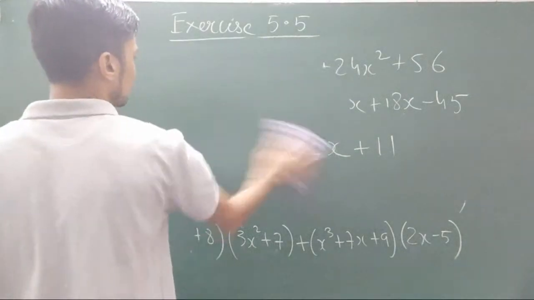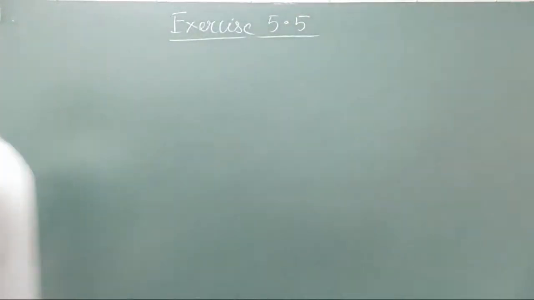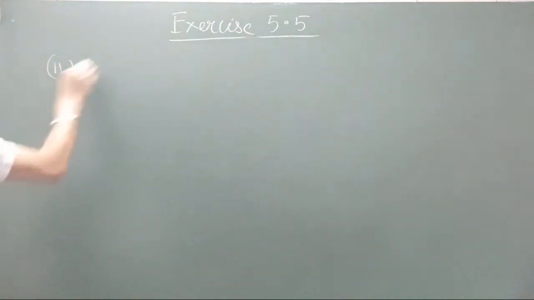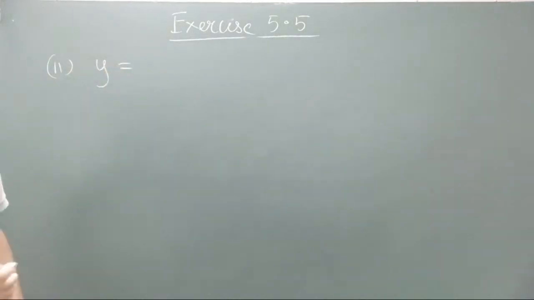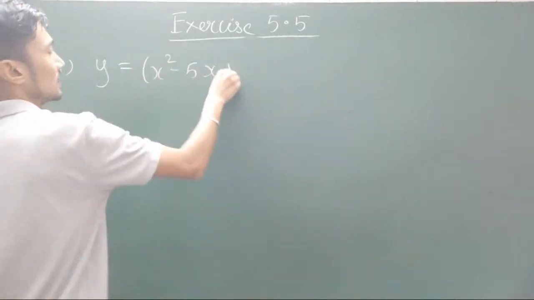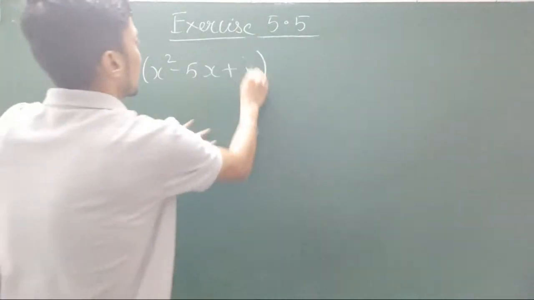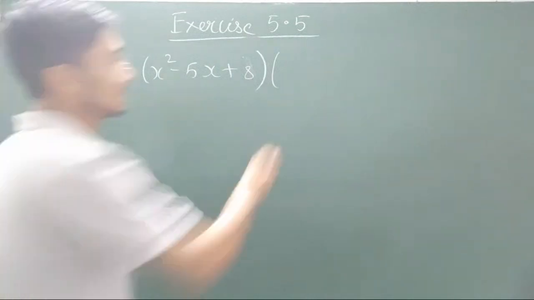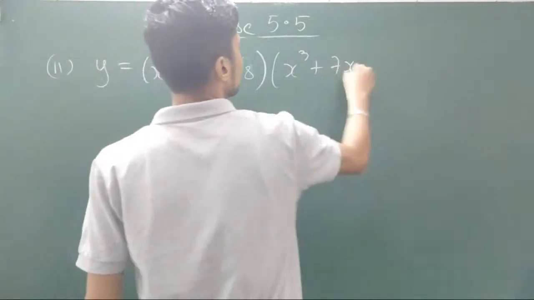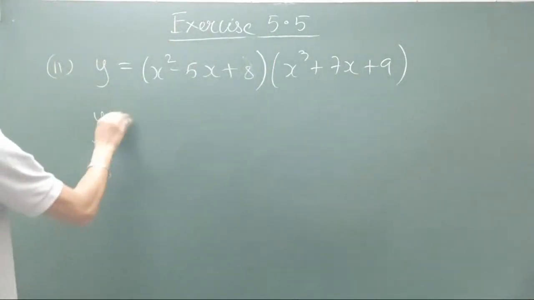Next is to check by expanding the product to obtain a single polynomial. No problem. x squared minus 5x plus 8, x cube plus 7x plus 9. So let's first multiply and obtain a single product.